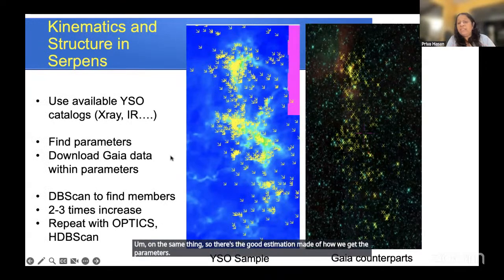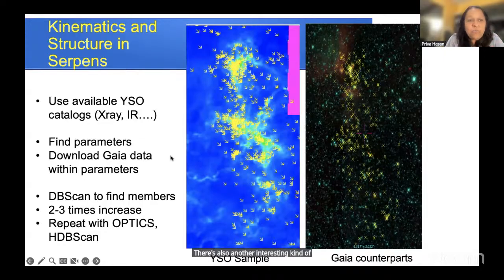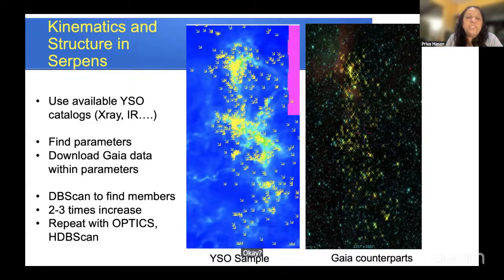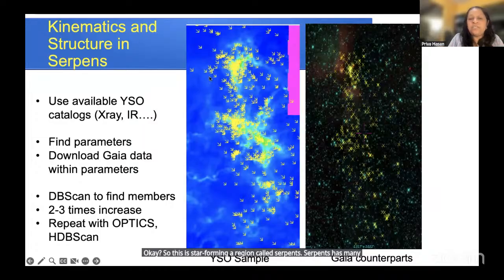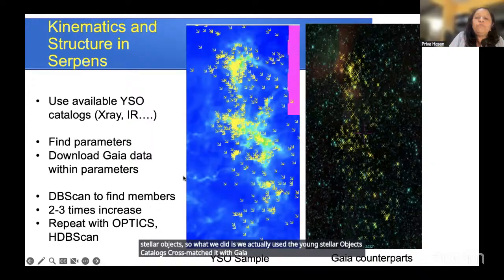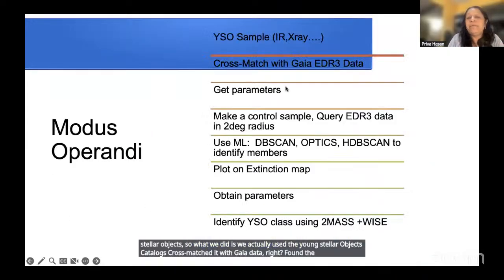There's also another interesting job one can do, which is that not just star clusters, but for example, you can look for star forming regions. This is a star forming region called Serpens. Serpens has many young stellar objects. So what we did is we used the young stellar objects catalogs, cross-matched them with Gaia data, found the parameters for those stars, and used that as a controlled sample. This was done with early data release 3 of Gaia.